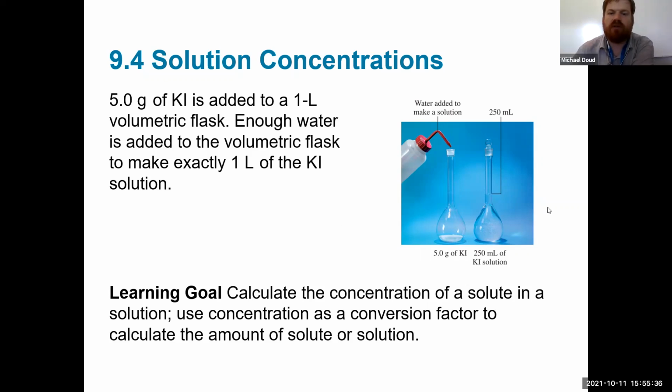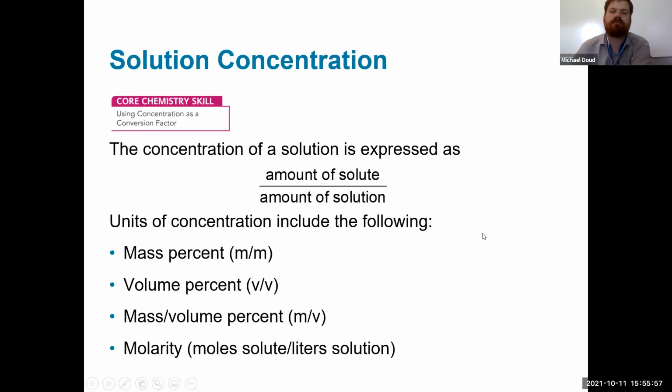So if you were going to make a solution with 250 milliliters, you would put in whatever solute you have. This is 5.0 grams of potassium iodide, but you could use anything. Then you add in the water, dissolve it as much as you need to, and then finally fill it up to that one mark. And that gives you a very precise measurement of the liquid.